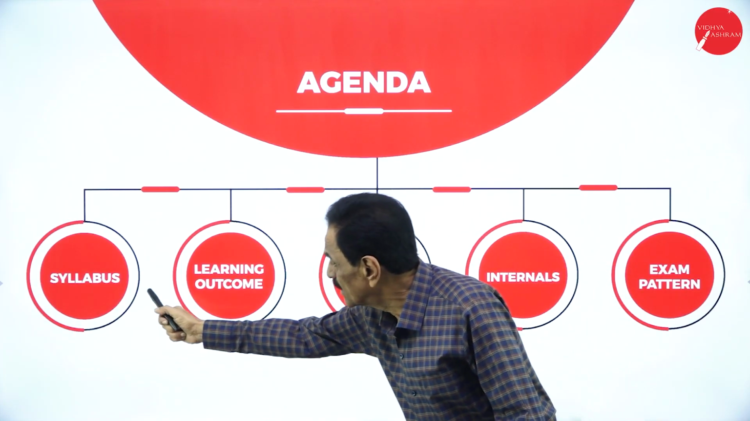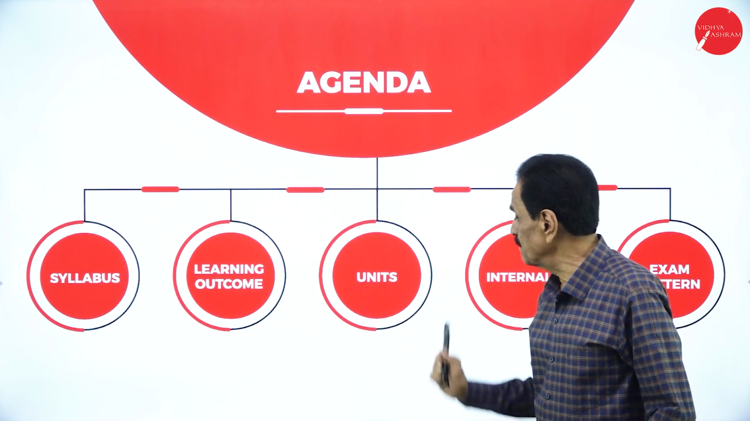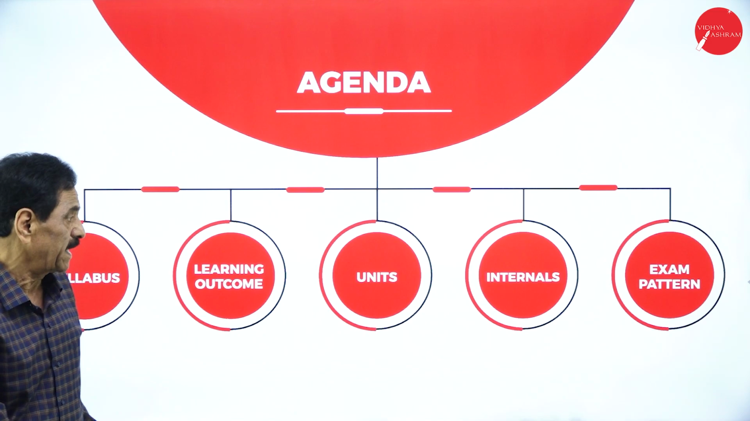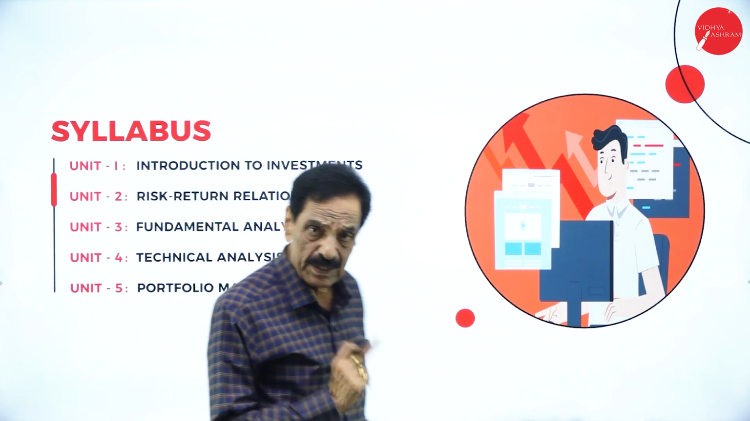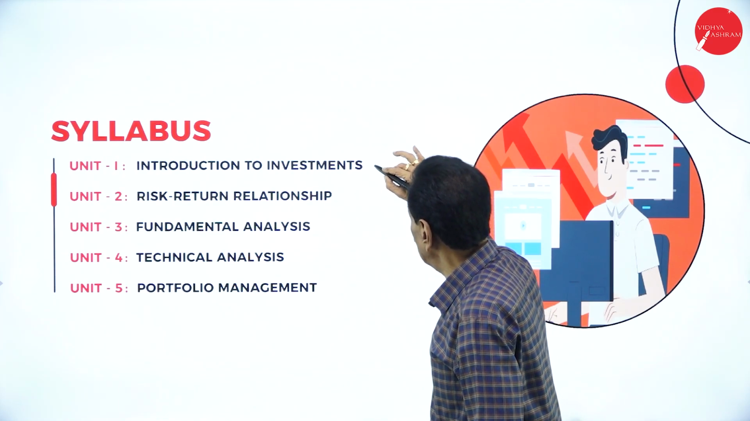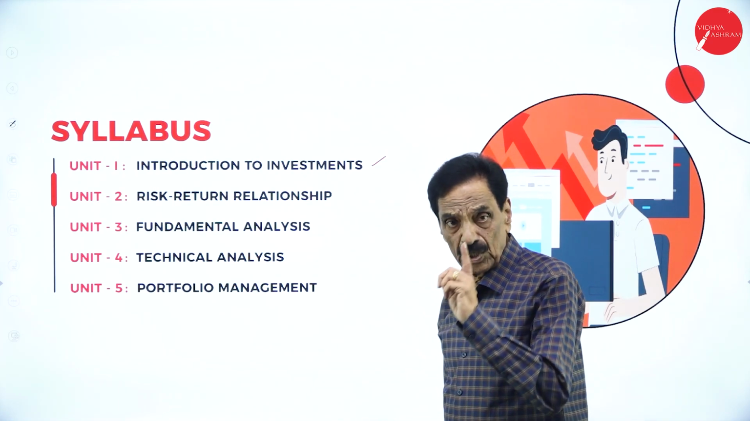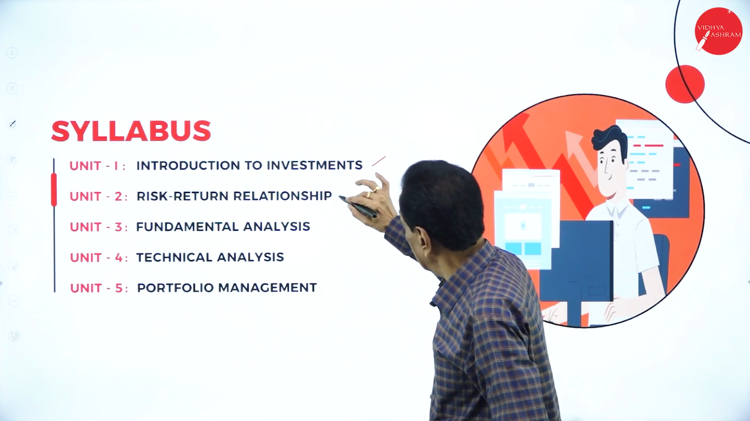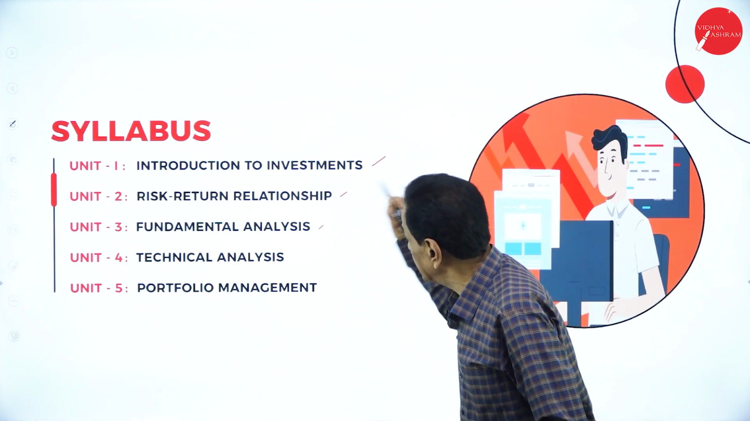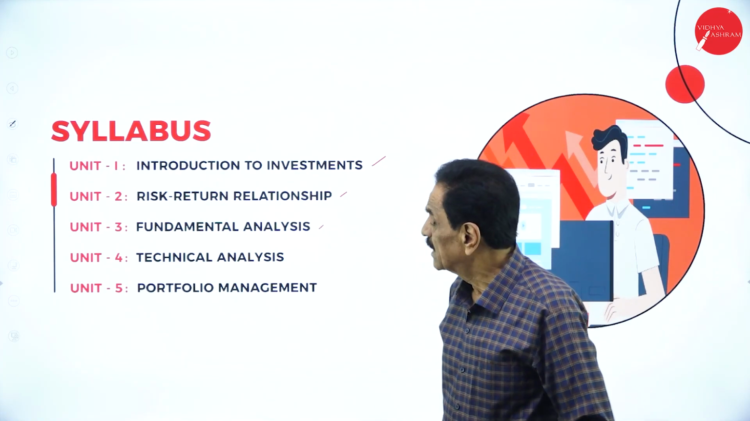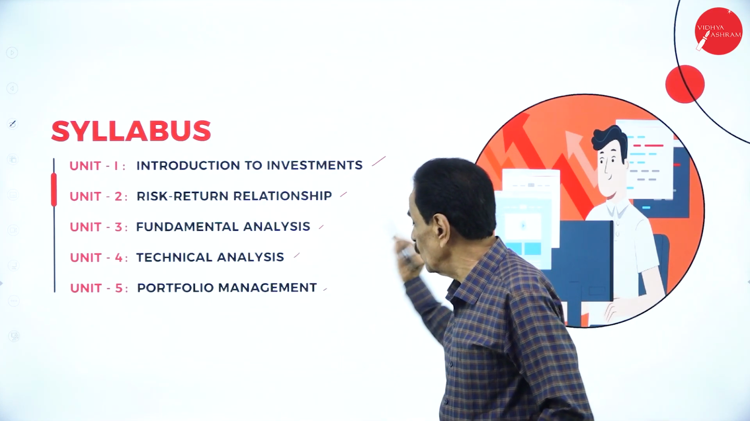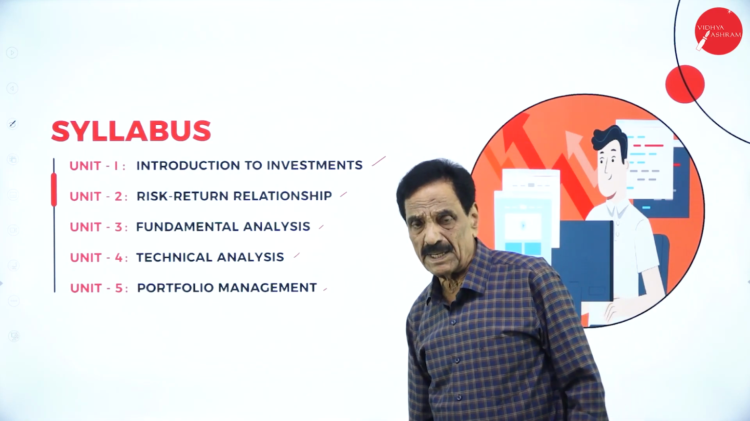First agenda: syllabus, learning outcome, units, internals, and exam pattern. Then what are the syllabus? Unit 1, Introduction to Investment. Unit 2, Risk and Return Relationship. Unit 3, Fundamental Analysis. Unit 4, Technical Analysis. Unit 5, Portfolio Management. All connected to management.